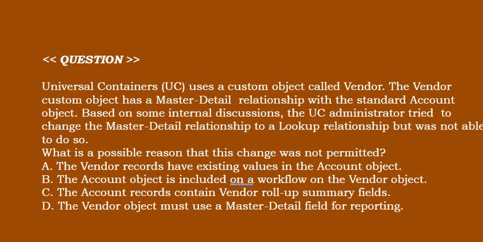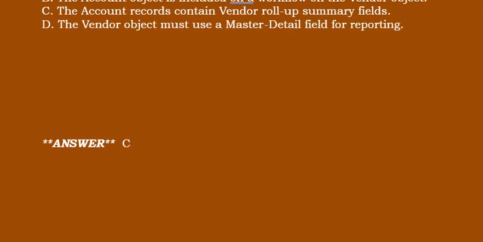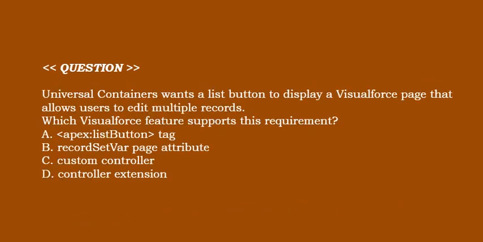Option A. The vendor records have existing values in the account object. Option B. The account object is included on a workflow on the vendor object. Option C. The account records contain vendor rollup summary fields. Option D. The vendor object must use a master-detail field for reporting. Correct answer is option C.